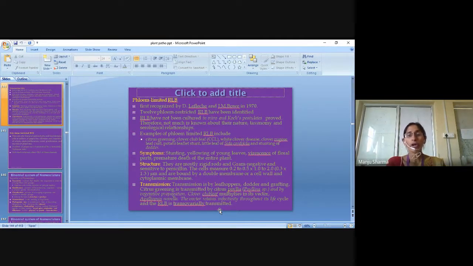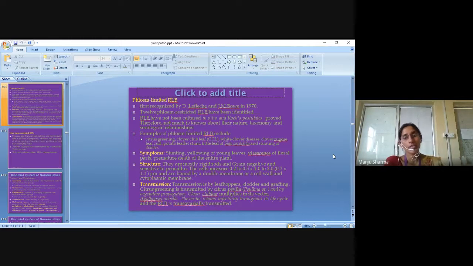Examples of phloem-limited RLB include citrus greening, clover club leaf, white clover disease, clover rugose leaf curl, potato leaflet stunt, little leaf of Sida cordifolia, and stunting of dodder. These are basically the diseases caused by phloem-limited bacteria.